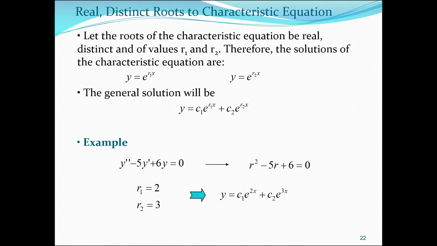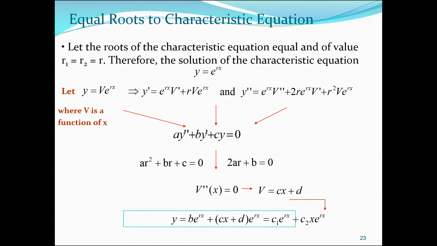Real and distinct roots mean the solution becomes y equal to c1 into e power r1x plus c2 into e power r2x. For example, y double dash minus 5 into y dash plus 6y equal to 0. The characteristic equation, or auxiliary equation, becomes m squared minus 5m plus 6 equal to 0, or r squared minus 5r plus 6 equal to 0. Factorizing this equation, we get the roots r1 equal to 2 and r2 equal to 3. Here we get real and distinct roots. Therefore, the general solution becomes y equal to c1 into e power 2x plus c2 into e power 3x.